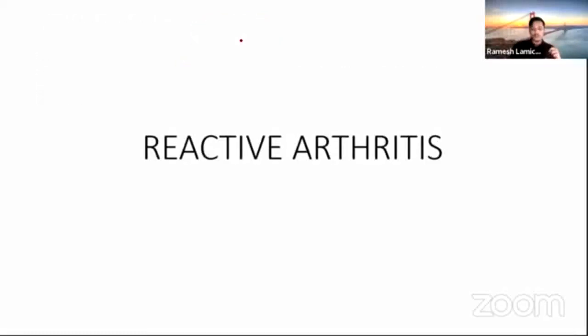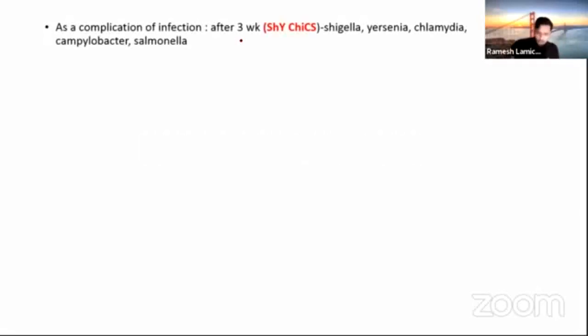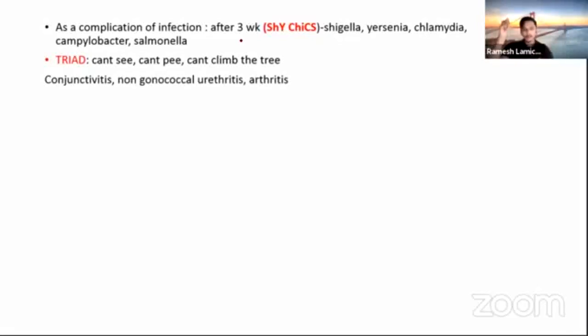Okay, now let's move on to another topic, reactive arthritis. Reactive arthritis comes as a complication. It does not come immediately, but about 3 weeks after infection. Suppose the patient had Campylobacter diarrhea, and after 3 weeks the patient developed the features of the triad. Remember: can't pee, can't see and can't climb the tree. Can't see means conjunctivitis, can't pee means non-gonococcal urethritis, can't climb the tree means arthritis. So these are the features of the triad of reactive arthritis.